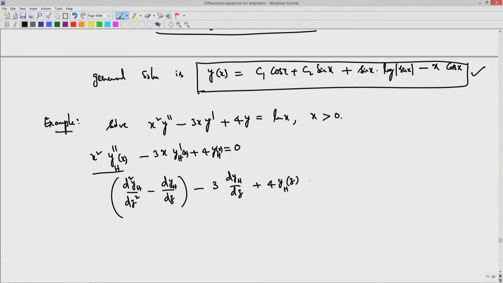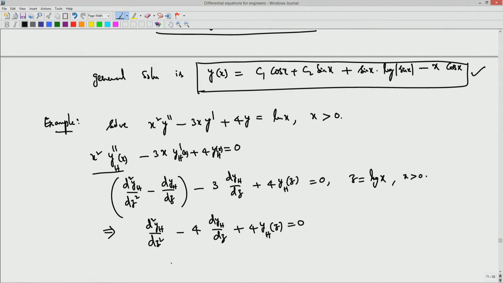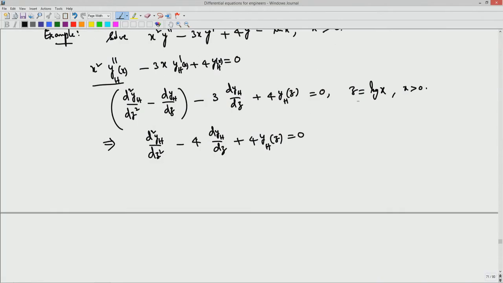This is a function of z with z equal to log x. This is the transformation, with x positive: z is given by z equal to log x. This I know how to solve. So this gives me d square yh by dz square, minus 4 dyh by dz, plus 4 yh of z equal to 0. This is the equation. With this transformation, you reduce the homogeneous equation into an equation with constant coefficients.